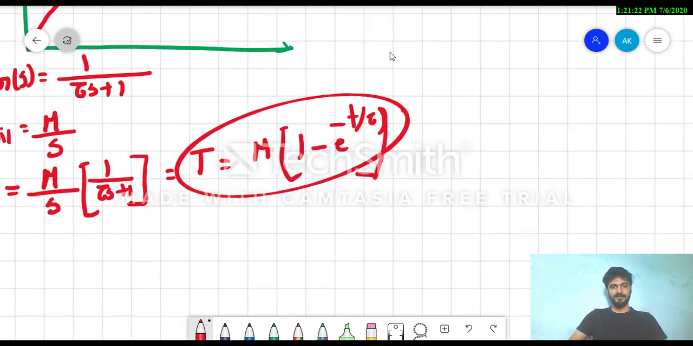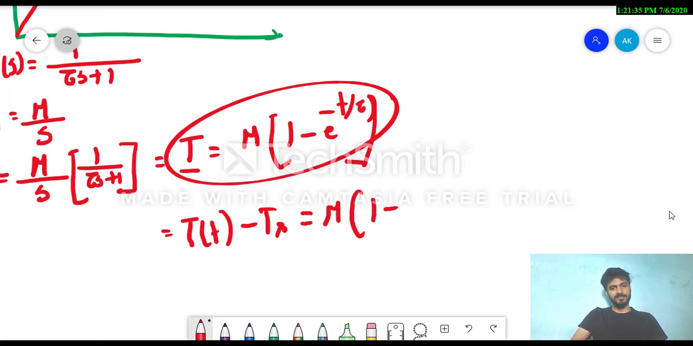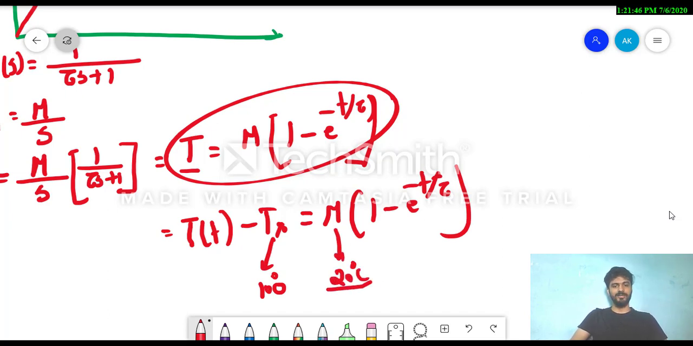these things very easily. If this is in the deviation variable, so if you want to write T at any time, t minus ts, the steady state value, that equals M into 1 minus e to the power minus t by tau. So if ts is, just understand one thing, 10 degrees centigrade or 100 degrees centigrade is given, and M you are going to apply, a step input of 20 degrees centigrade here. So from here you can calculate the temperature of the tank after a time.